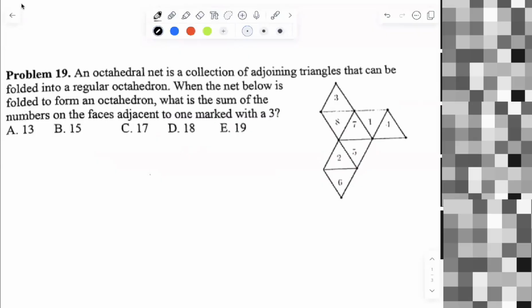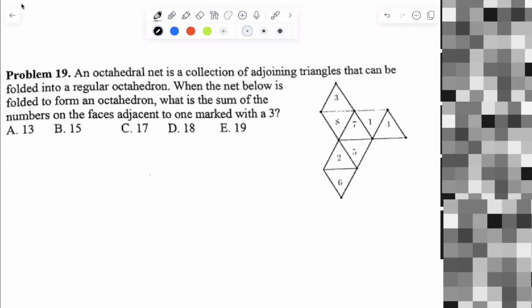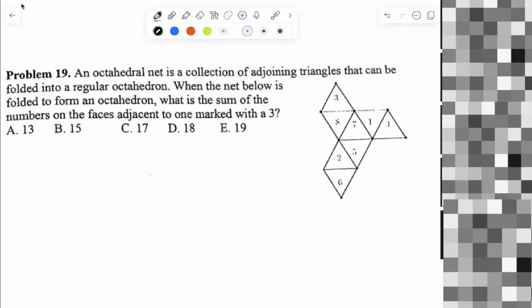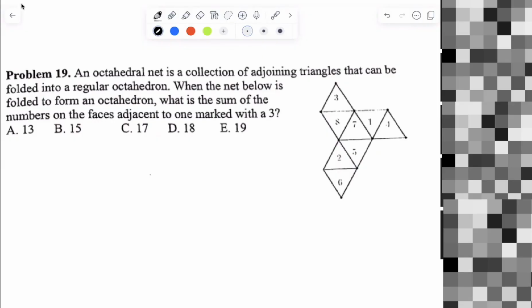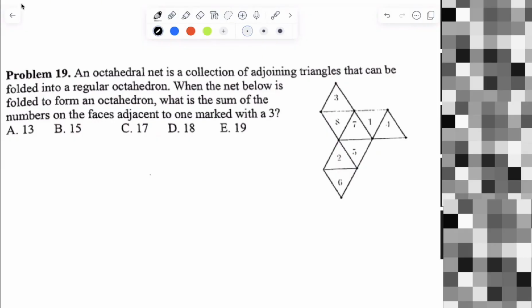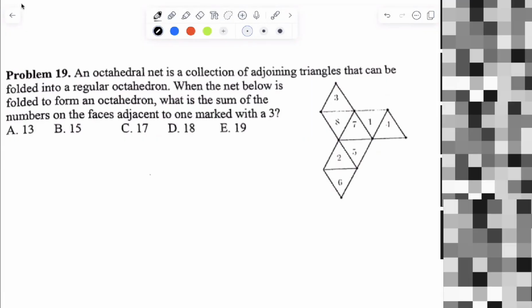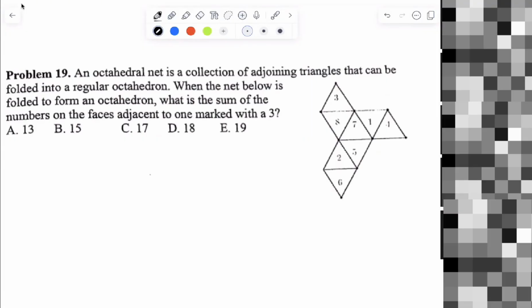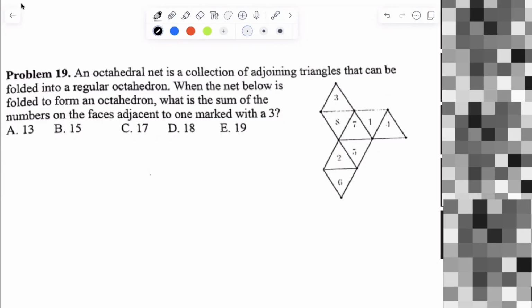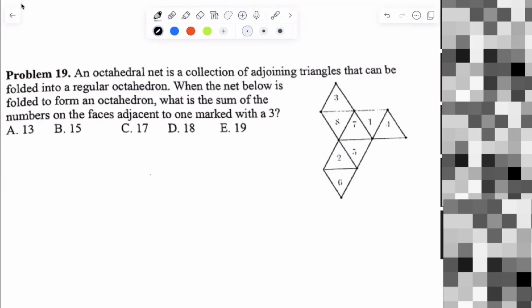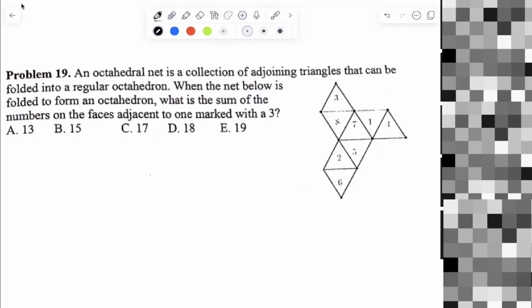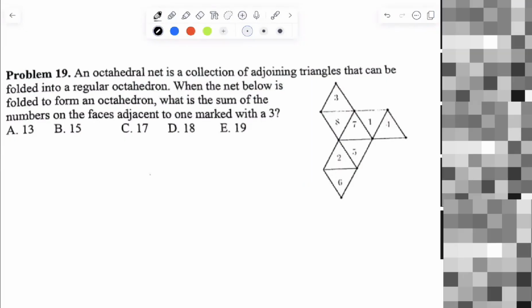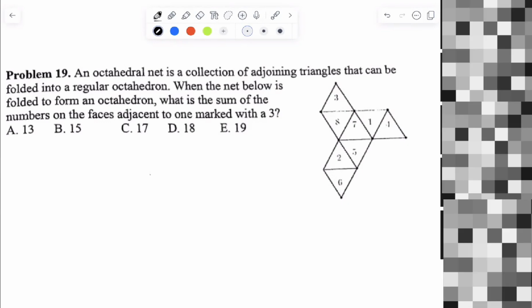Problem 19. An octahedral net is a collection of adjoining triangles that can be folded into a regular octahedron. When the net below is folded to form an octahedron, what is the sum of the numbers on the faces adjacent to the one marked with a 3? Let's try this question and tell me through chat. You may annotate the screen if it helps you do it better.